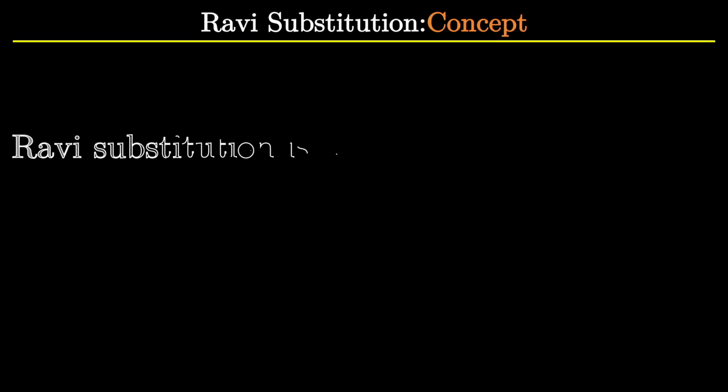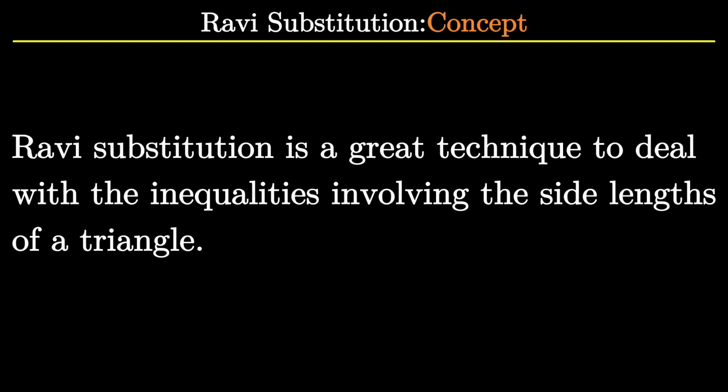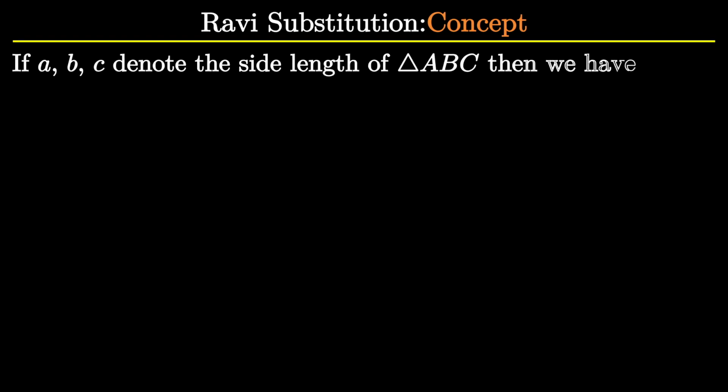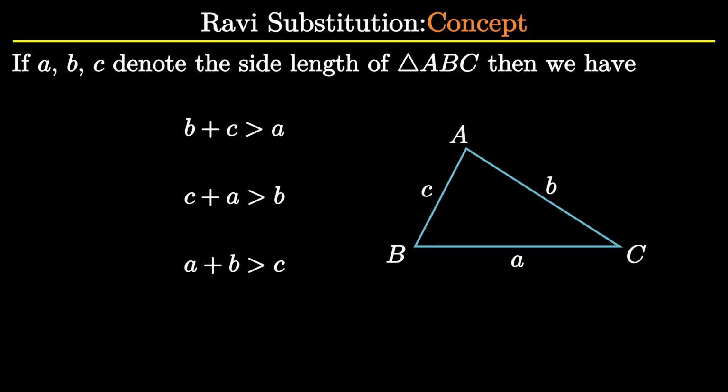Ravi Substitution is a technique which makes our life easy when we deal with the inequalities in terms of side lengths of a triangle. We cannot consider side lengths of a triangle just as normal positive numbers, because 3 positive real numbers can be the side lengths of a triangle if and only if the sum of any 2 of them is greater than the third one. In other words, if a, b and c denote the side lengths of a triangle ABC, then we have b plus c is greater than a, c plus a is greater than b, and a plus b is greater than c. So these are the constraints that side lengths must satisfy.